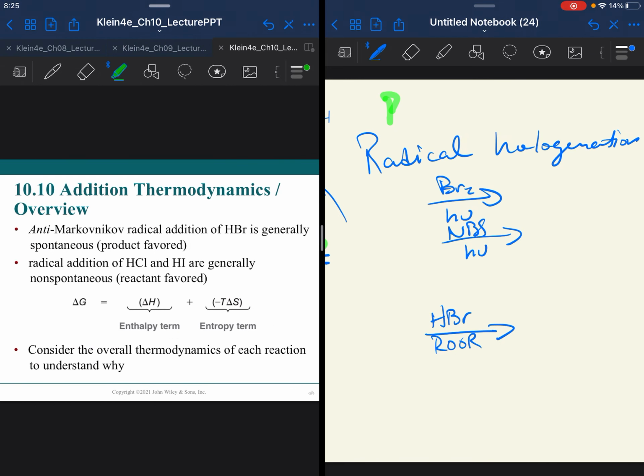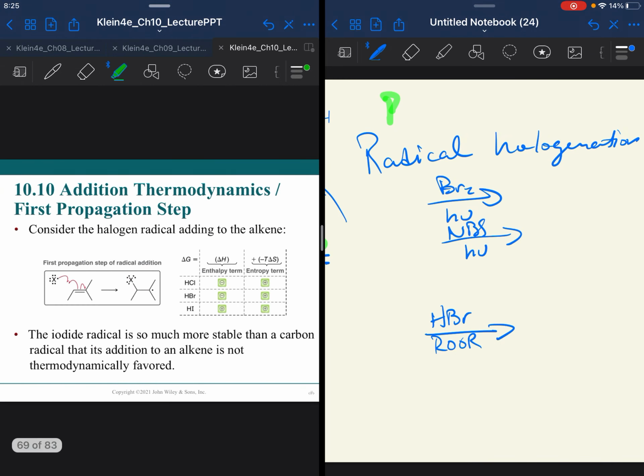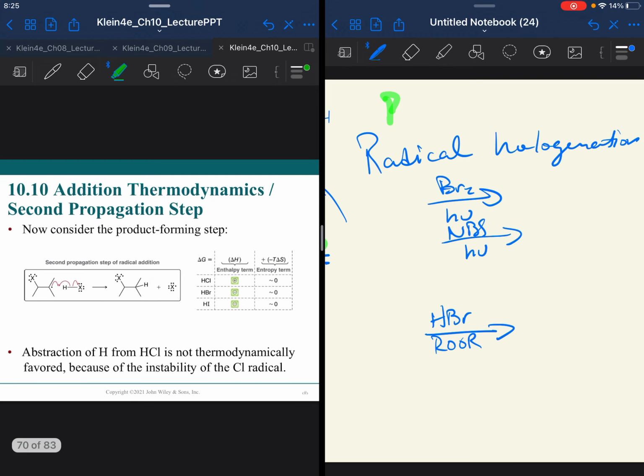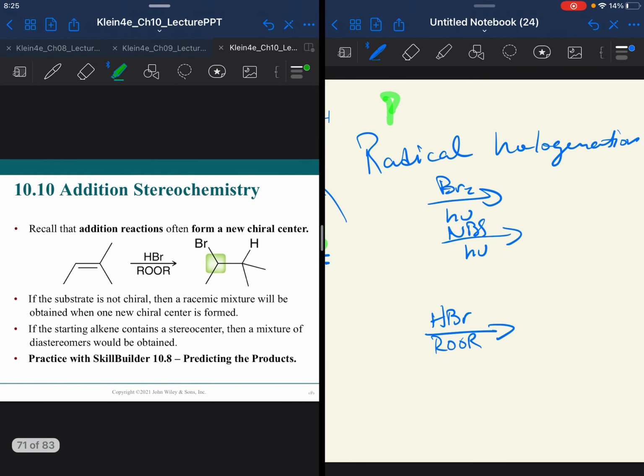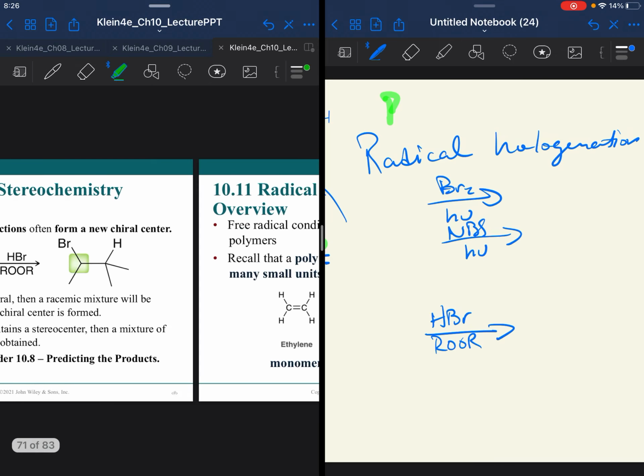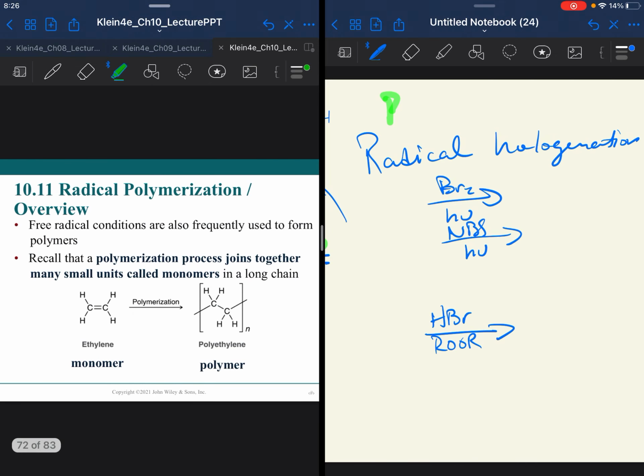We're not really worried about the thermodynamics. That's an interesting conversation about why you don't really see this with anything but HBr. The thermodynamics are the most favorable there. We're not gonna worry about that. The stereochemistry, because it is a radical addition, if you make a chiral center, you're going to get a racemic mixture, meaning the bromine could add to either side. We've seen that a lot; we see that with all of our radical reactions.